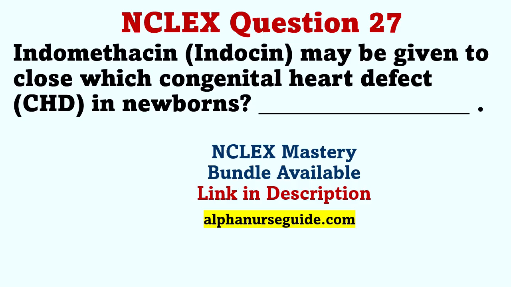Indomethacin may be given to close which congenital heart defect in newborns? Blank. The correct answer is patent ductus arteriosus. Prostaglandins allow the duct to remain open. Thus, a prostaglandin inhibitor, such as indomethacin or ibuprofen, can help close the duct.